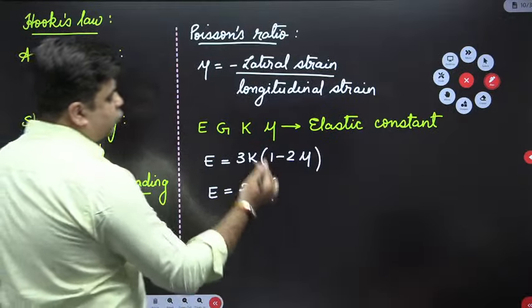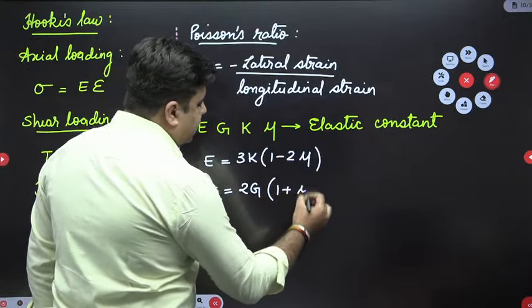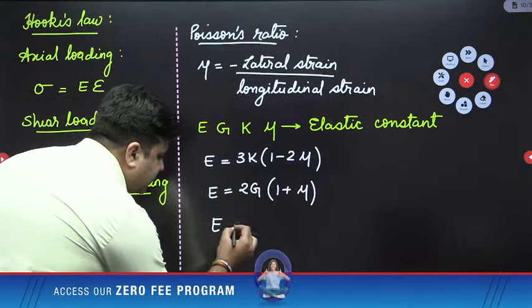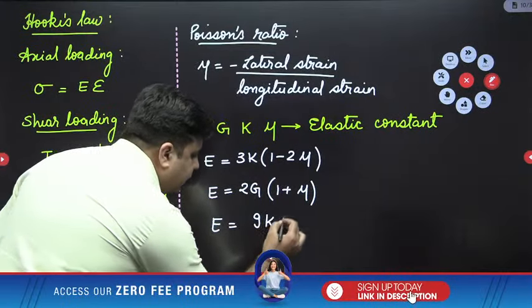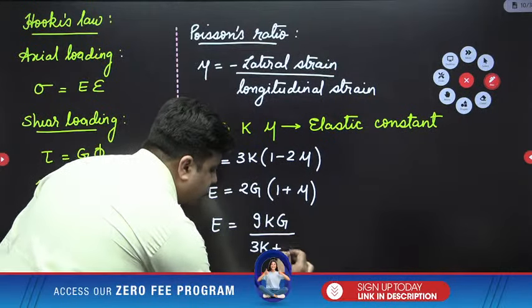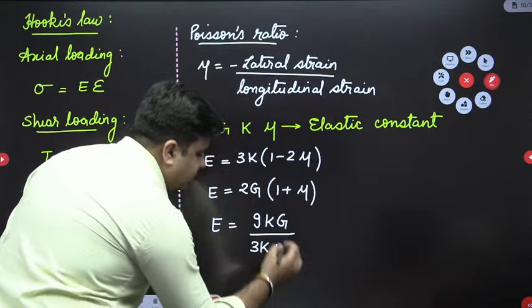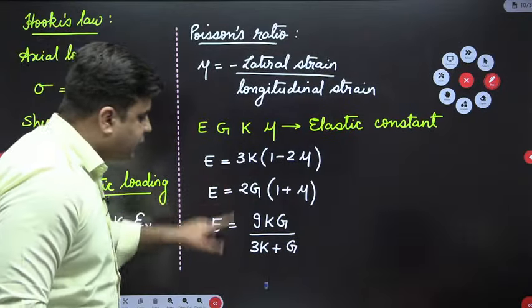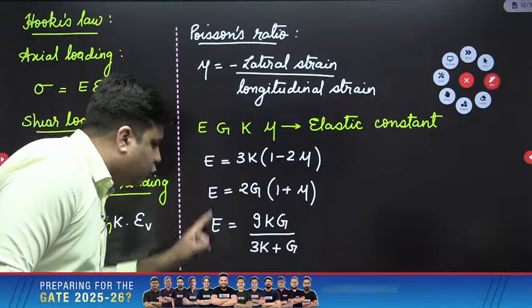So E is equals to 2G into 1 plus mu. And the third one is E is equals to 9KG upon 3K plus G. What is the third one? The third one is E is equals to 9KG upon 3K plus G. All these three elastic constant relations are based on E, right?